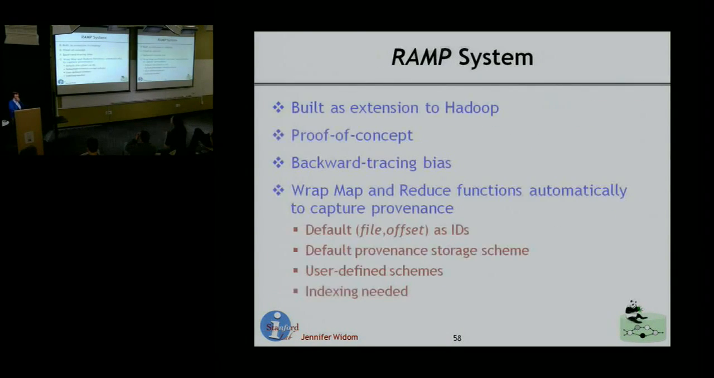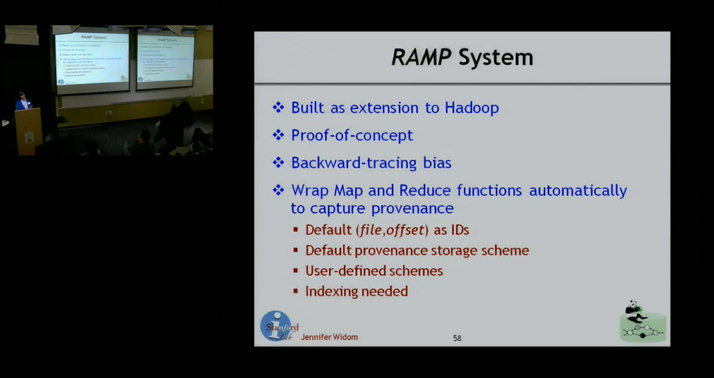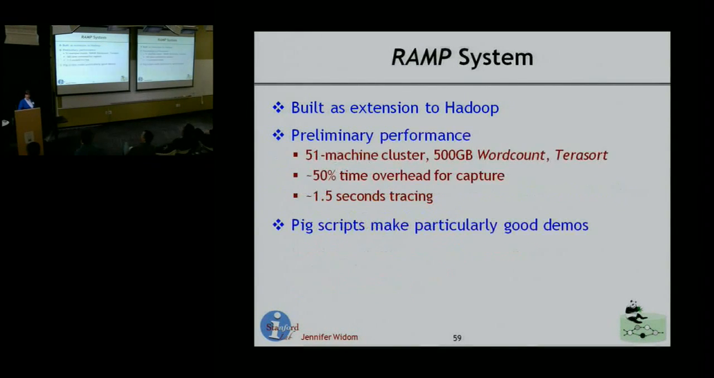Okay, so we built a system based on this, completely separate from the other systems. We built it as an extension to Hadoop. It's an academic proof of concept. It was mostly based on backward tracing. We didn't tune it for forward tracing or for refresh. You can submit a Hadoop job. It will automatically wrap it. It will generate default IDs. And we can have user-defined schemes. We can add indexing. I'm getting late on time, so I'm not going to talk about it in great detail.